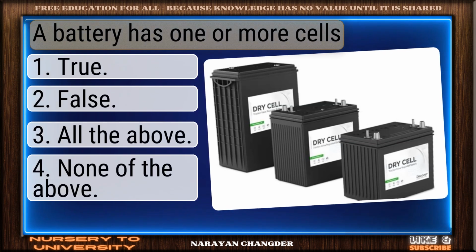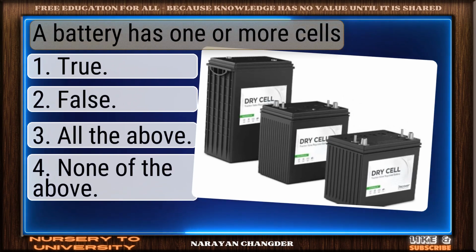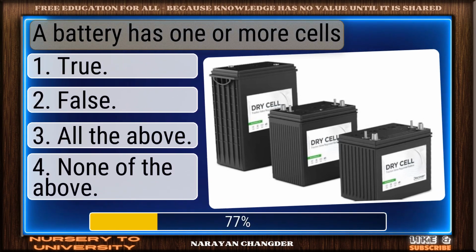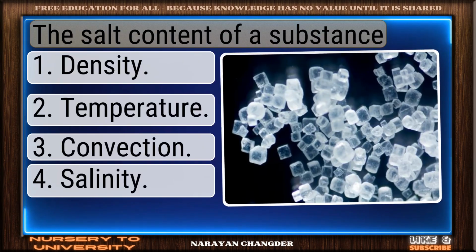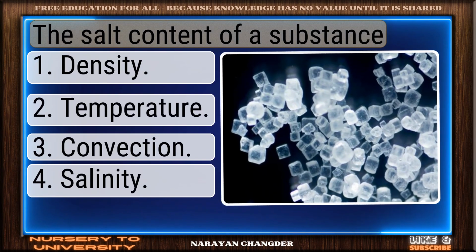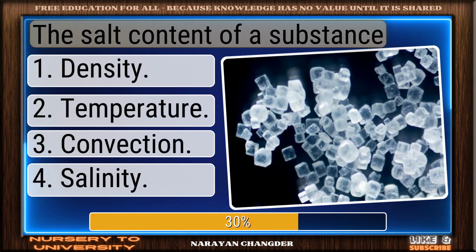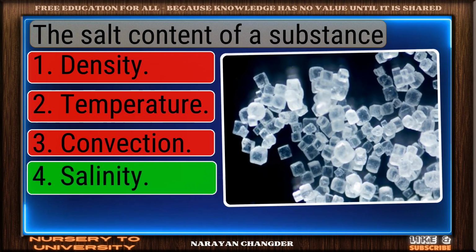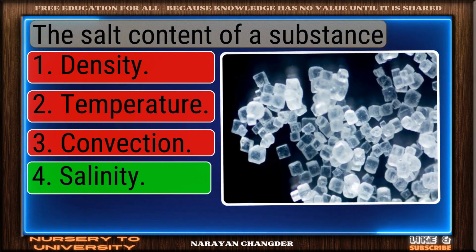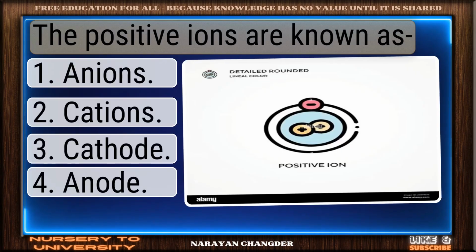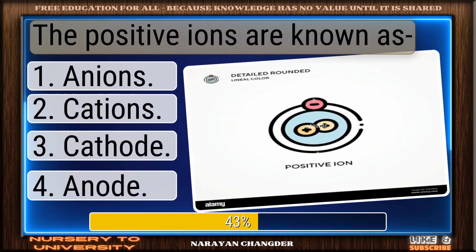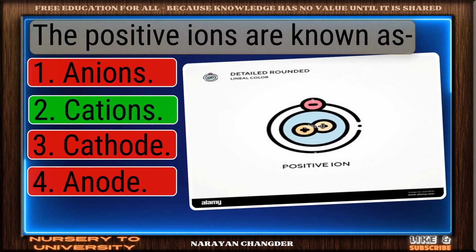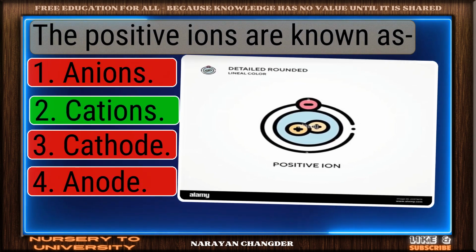Question number 219. A battery has 1 or more cells. Good thinking. False is the right answer. Question number 220. The salt content of a substance. Great thinking. Salinity is the right choice. Question number 221. The positive ions are known as. Right again. Cations is a valid answer.